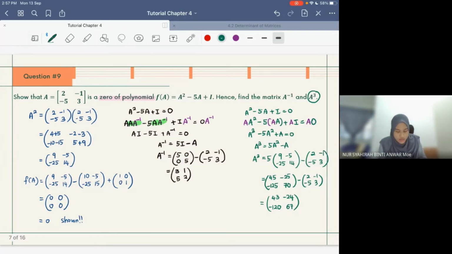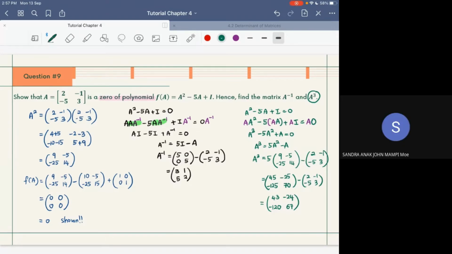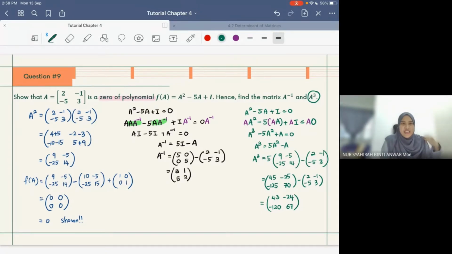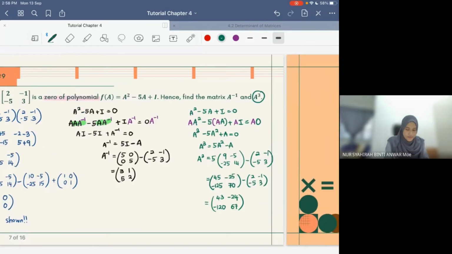Okay, lagi ke soalan 9 tak ada dah? Alright, untuk soalan ini, ada soalan ke so far? Boleh? Boleh, madam. Alright.